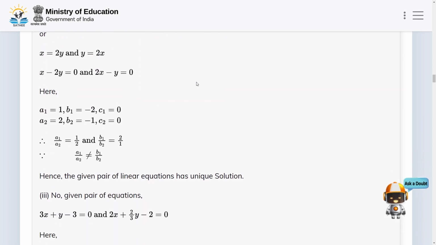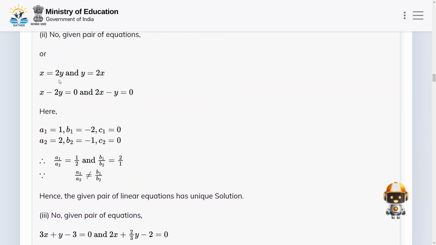In the second, we have the pair of linear equations x is equal to 2y or y is equal to 2x, that is x minus 2y is equal to 0 and 2x minus y is equal to 0. Now if we compare this pair with the general form a1x plus b1y plus c1 is equal to 0 and a2x plus b2y plus c2 is equal to 0, then a1 is equal to 1, b1 is equal to minus 2 and c1 is equal to 0, and a2 is equal to 2, b2 is equal to minus 1 and c2 is equal to 0.